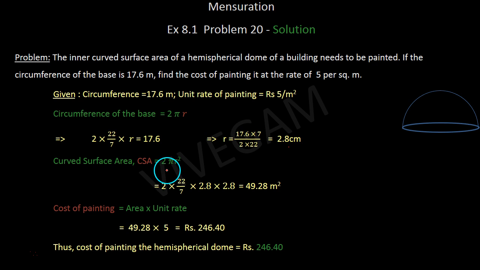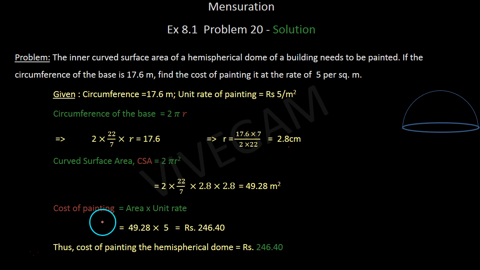Then you calculate the curved surface area. CSA is equal to 2 pi r square, that is 2 into 22 by 7 into 2.8 into 2.8. 7 will go 4 times, and on simplification you'll be able to get 49.28 meters square.